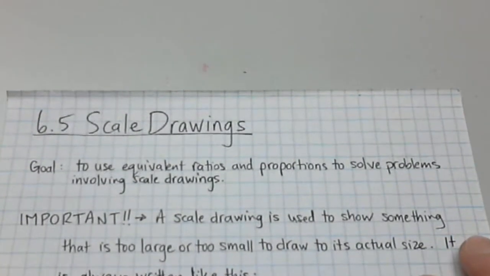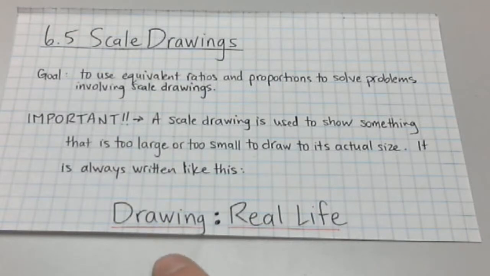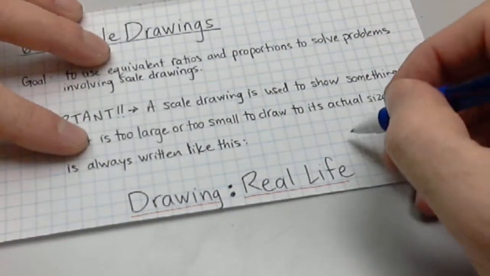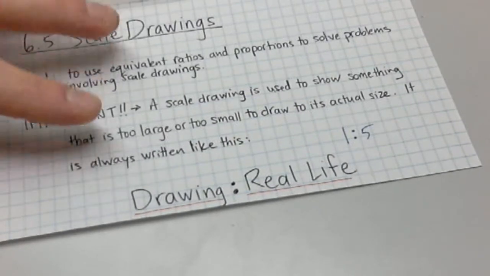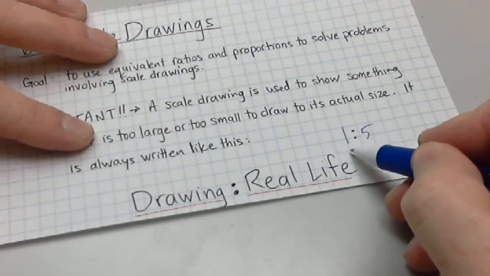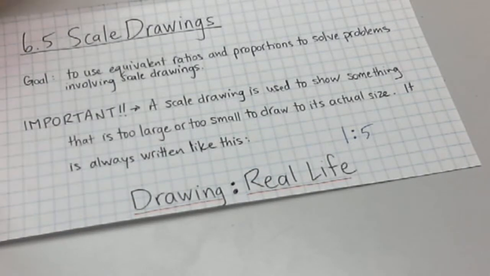And it's always written like this. You always see the drawing to something in real life. Notice how it's shown as a ratio, but it's being shown as the drawing to real life. So let's say for example you see a scale that's written as 1 to 5. That means something like 1 centimeter on the drawing represents 5 centimeters in real life.